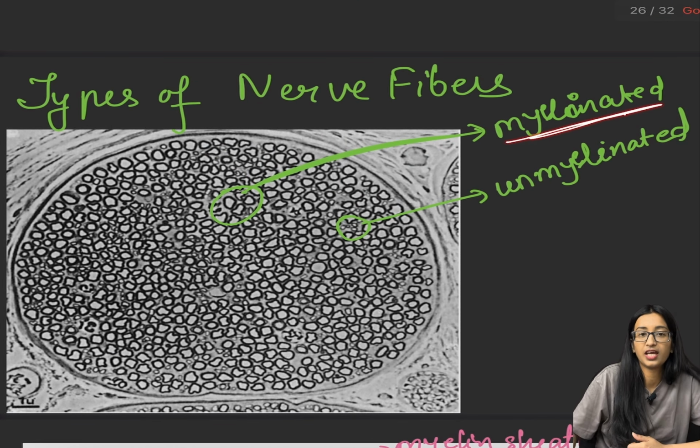myelinated ones. In the next chapter, we will be learning about the contraction of skeletal muscles.